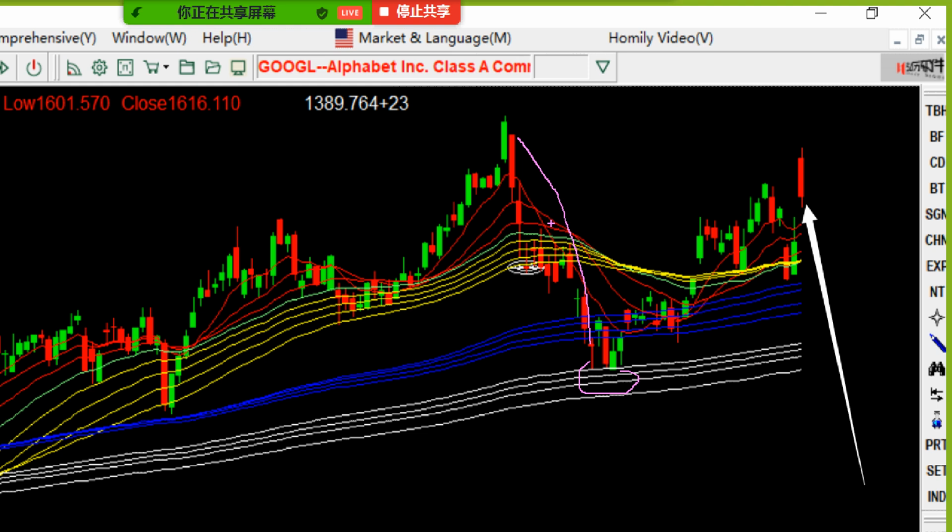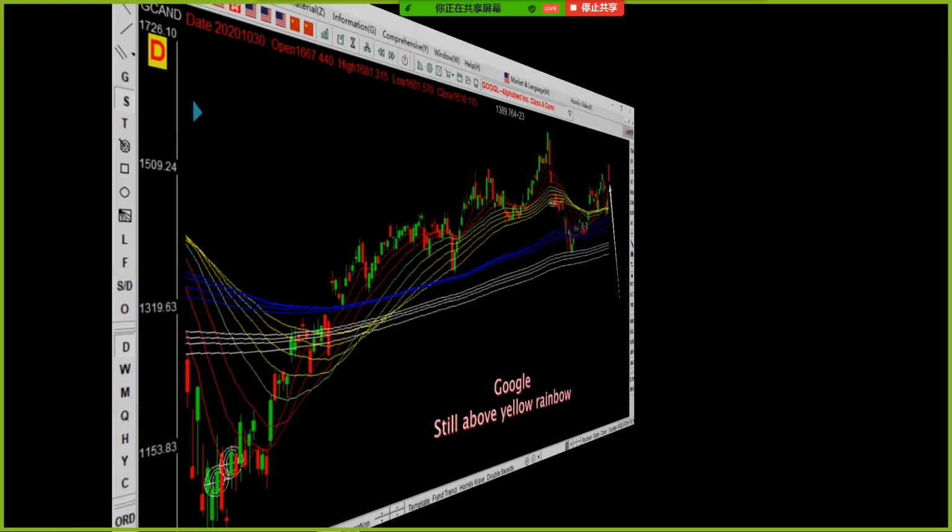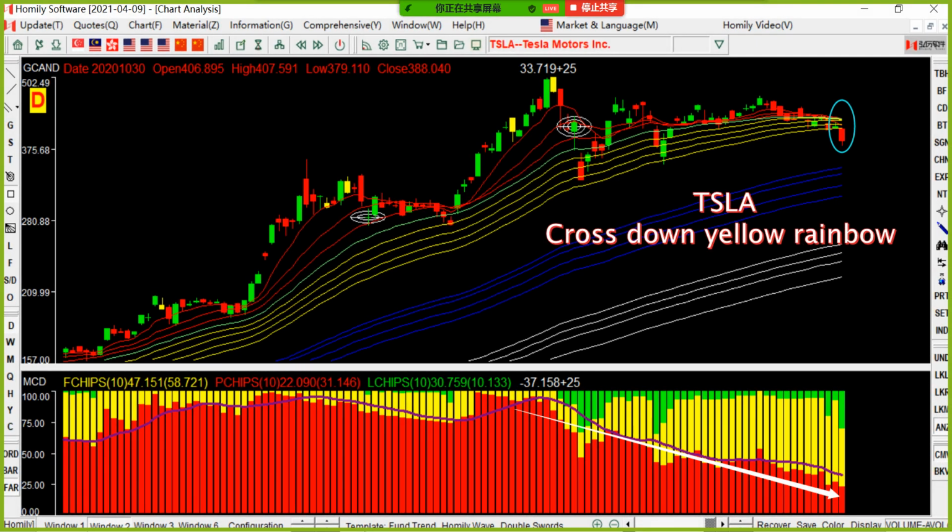No one. Only Google already touched the white rainbow long-term support, then rallied up, crossed up the yellow rainbow, and sideways stayed above the yellow rainbow. So I think that is why, even though the market dropped on Friday, this one goes up. Okay. And another one is Tesla.